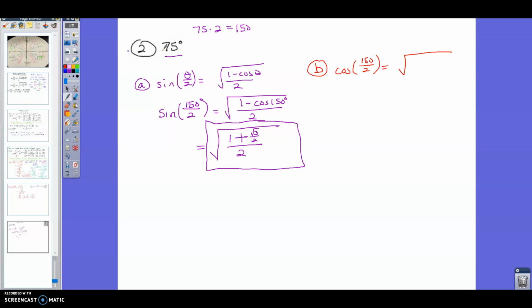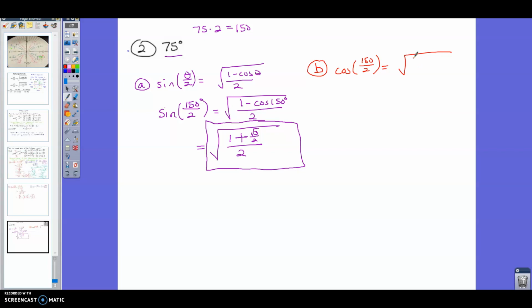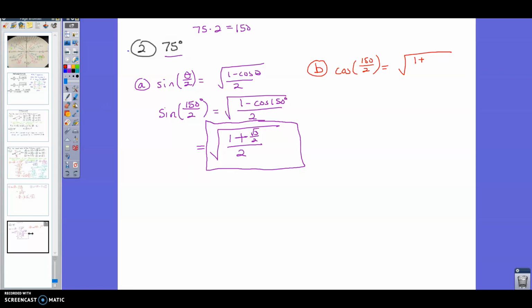and again, cosine, this is in quadrant 1, and notice everything in quadrant 1 is positive. So we're going to have 1 plus, well, the cosine of 150 degrees, which we said was negative square root of 3 over 2. So that's going to change this plus to a minus. And then we're not going to worry about simplifying that.